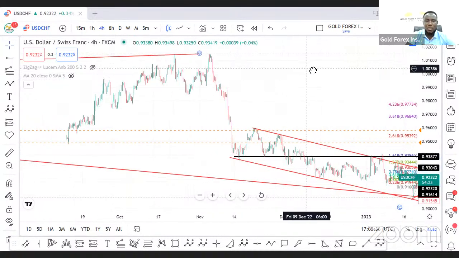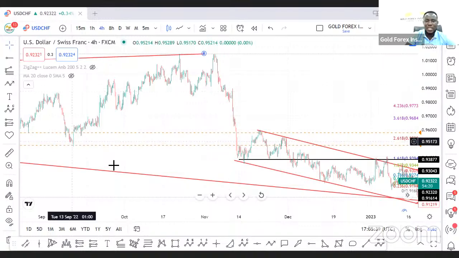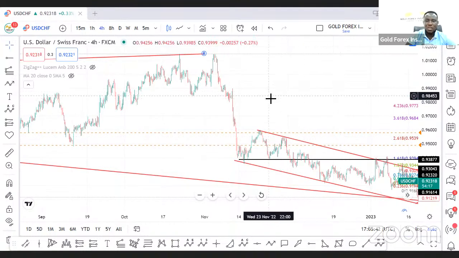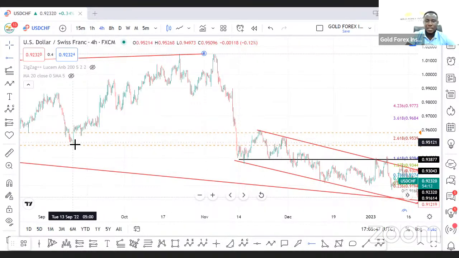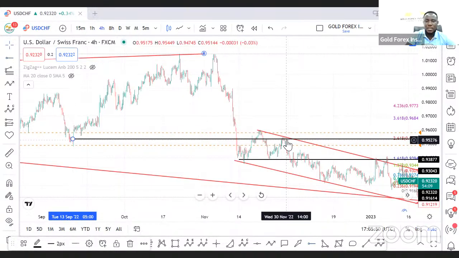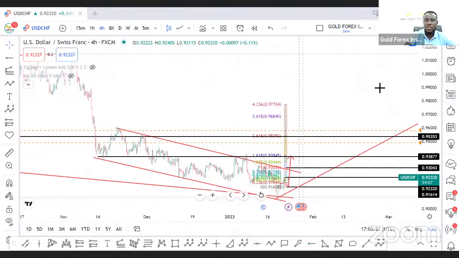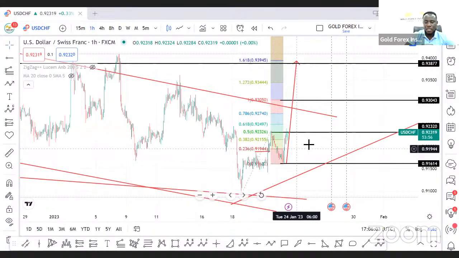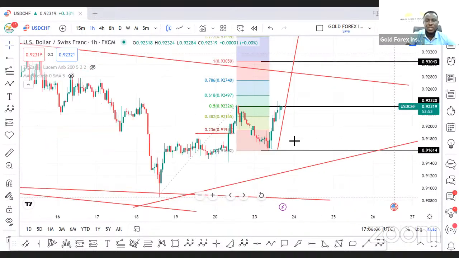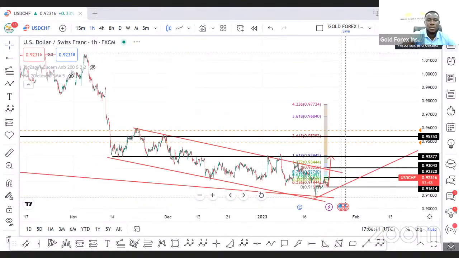Now when you go to the back, you see that it tied there and it tied there. So you can also come to this level. You see here and here, so you can also come to these levels. So we should be respecting this level. So USD CHF, I expect more buys for USD CHF.